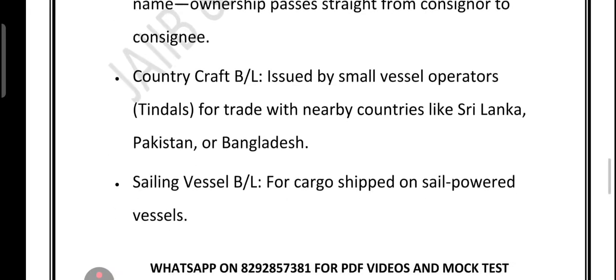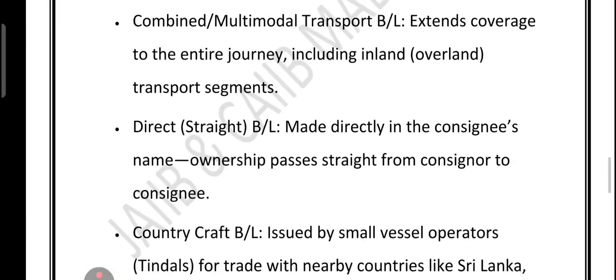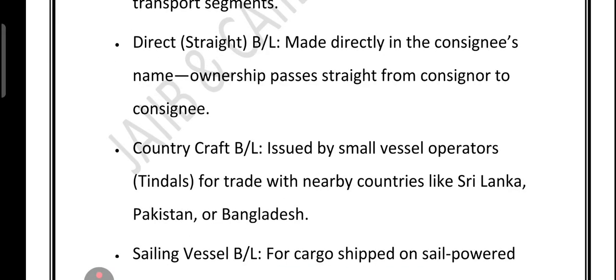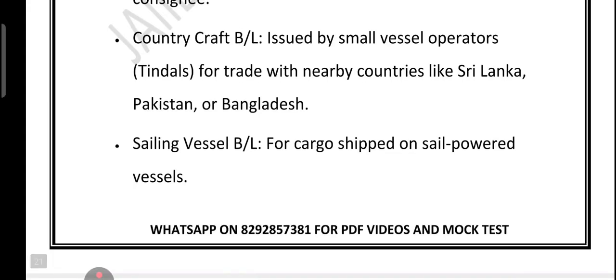Then we have the direct bill of lading. So what is the meaning of direct bill of lading? It means this is made directly in the consignee's name. Ownership of the cargo passes directly from the sender to the receiver. Then we have the country craft bill of lading, issued by a small vessel operator for nearby country trade, like between India, Sri Lanka, Pakistan or Bangladesh. Then we have the sailing vessel bill of lading. As the name says, cargo is shipped on a sail-powered vessel. Rare today, but still exists in some regions.